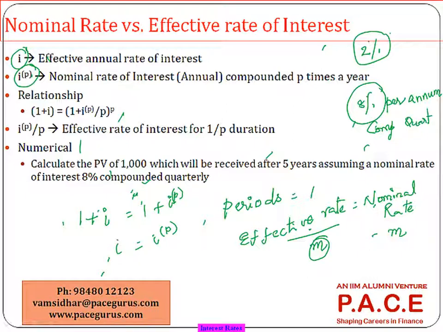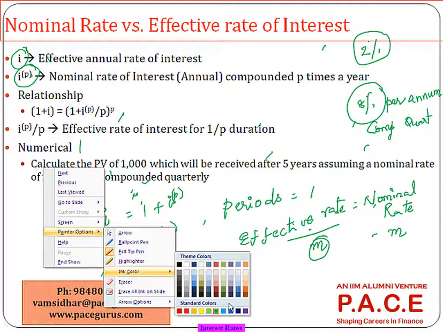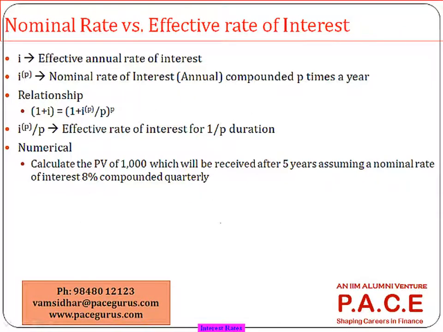So the simple logic always is, if I have to find a relationship between the two, first I will take, depending on what their compounding frequency is, the effective annual rate, we know it is 1 plus I. That I will equate it to, I know that the nominal interest rate is IP. Identify what is the compounding frequency. So if it is semi-annual, you take P as 2. If it is quarterly, you take P as 4. Because I can find out the quarterly interest rate is nothing but 8% divided by 4.